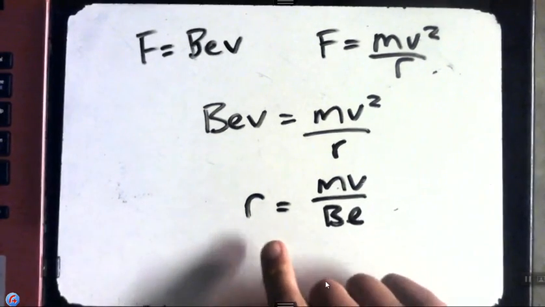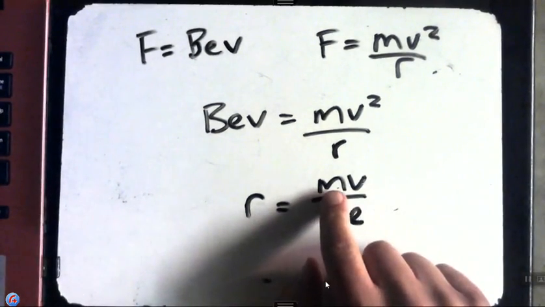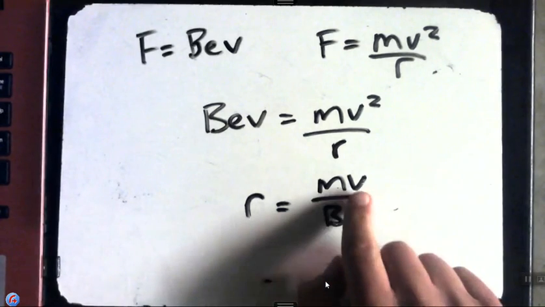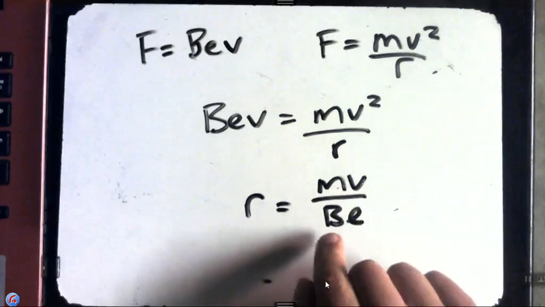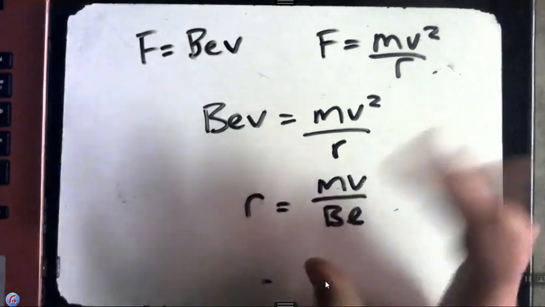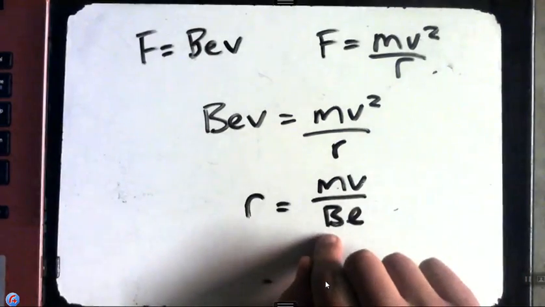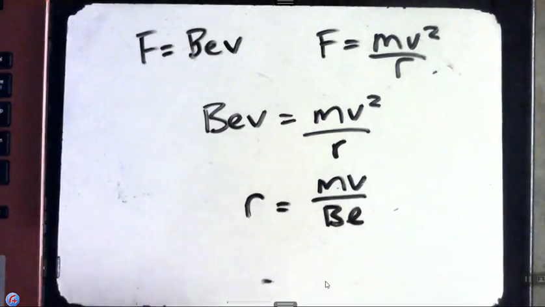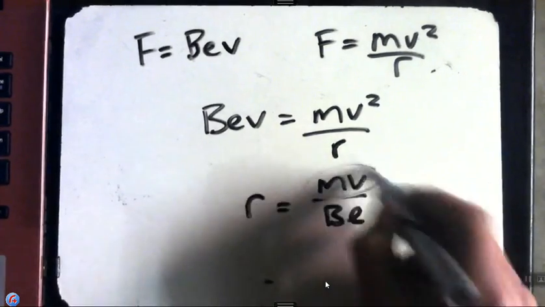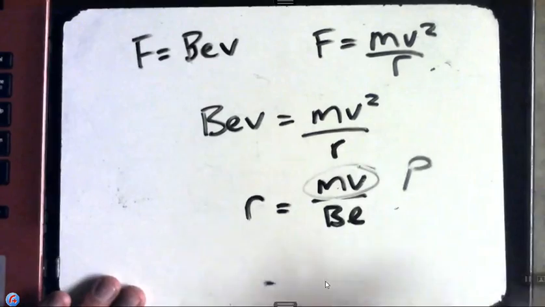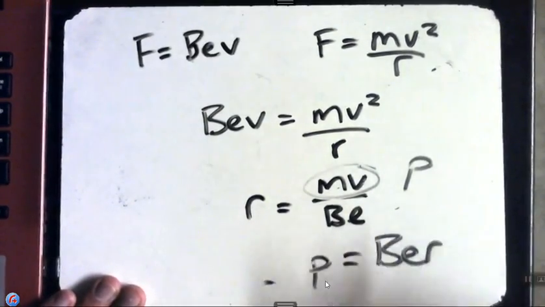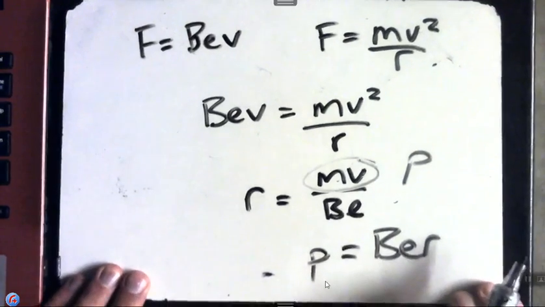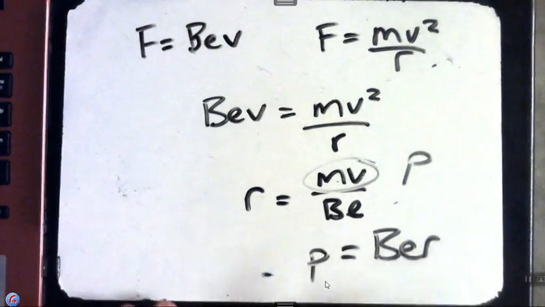From this equation, we can see that the heavier the object, the bigger the radius. The faster the objects are moving, the bigger the radius. And the stronger the magnetic field, the tighter the radius, or the smaller the radius would be. We can also rearrange that because mv is equal to momentum, so that we can say that the momentum is equal to that, and that also gives us further applications to this formula.